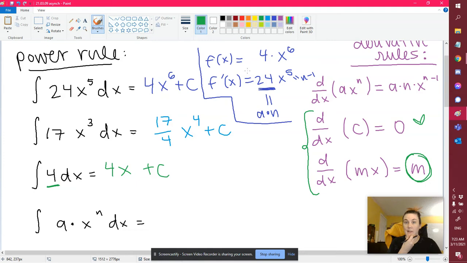It comes from the fact that when we're checking our work, when we're saying, okay, if we took the derivative of our answer, would it give us what we were integrating? And you can always have a plus c in the back because the derivative is 0.